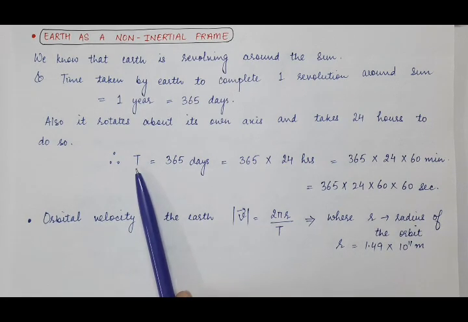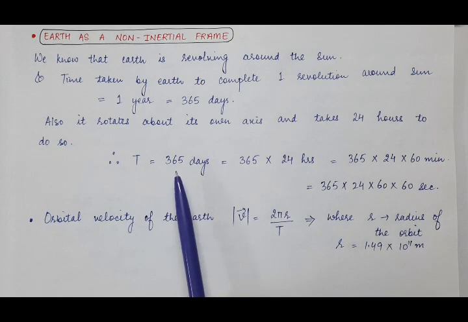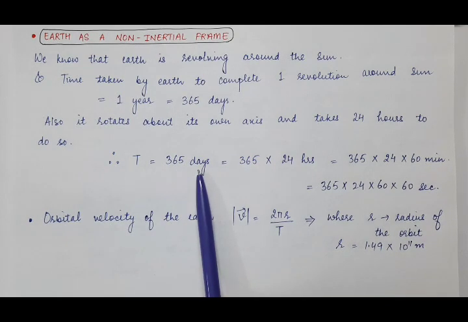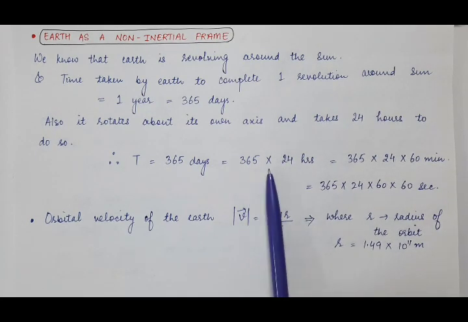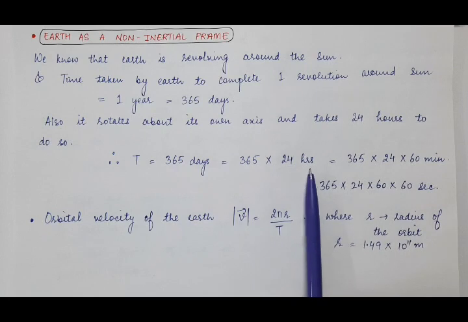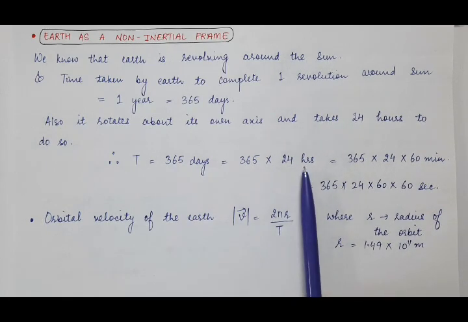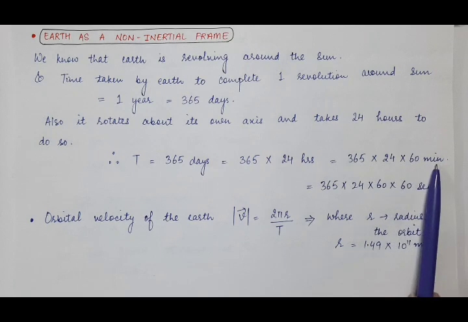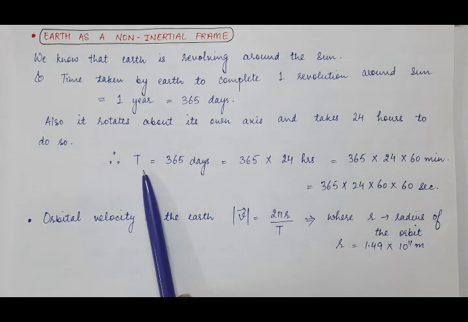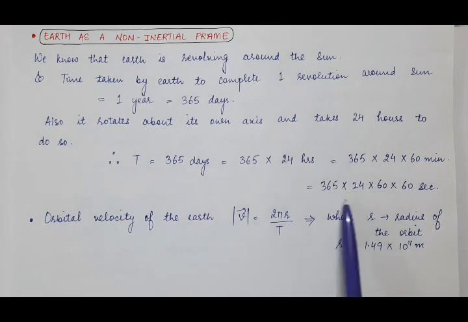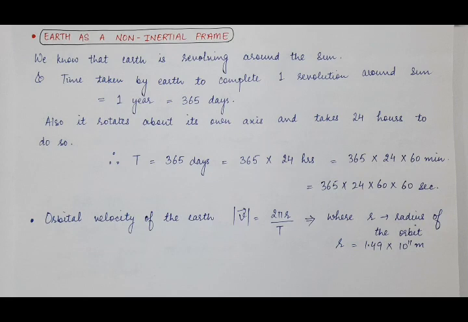So, what will be the time taken by the Earth to complete one revolution around the Sun? Suppose it is capital T and it is equal to 1 year, and 1 year is equal to 365 days. So it will be 365 into 1 day. What is 1 day? It is 24 hours. Next, we know that 1 hour is equal to 60 minutes. And then we know that 1 minute is equal to 60 seconds. So the total time taken by the Earth to complete one revolution around the Sun in terms of seconds is equal to this. And we have to find the orbital velocity of the Earth.